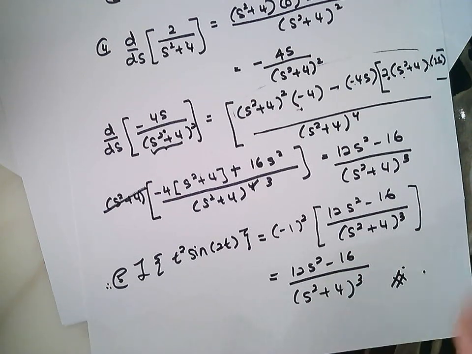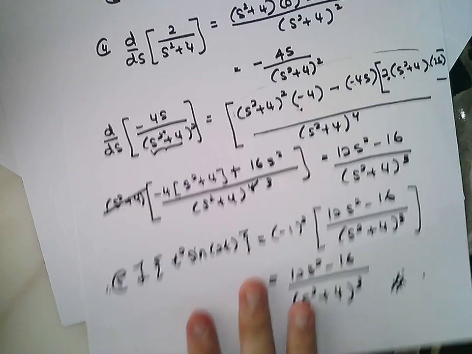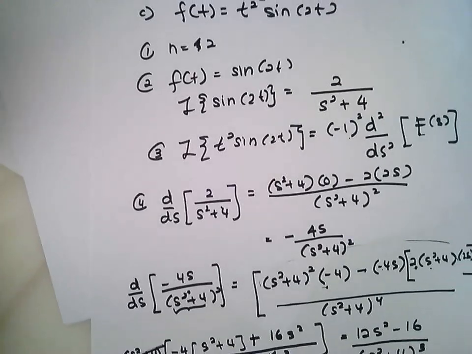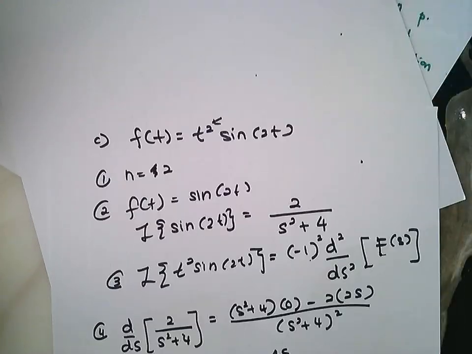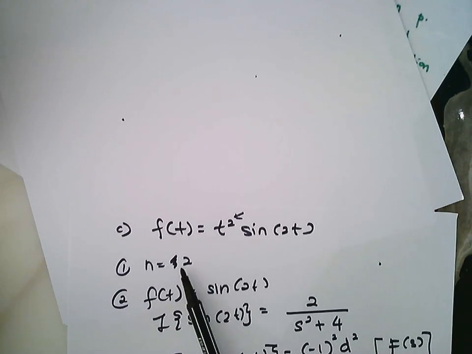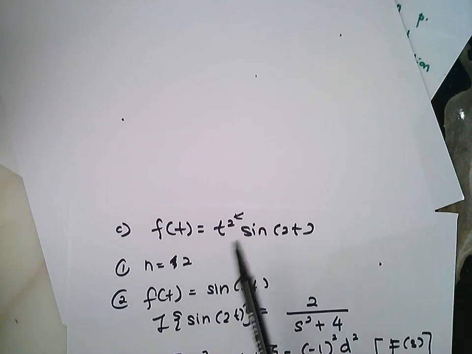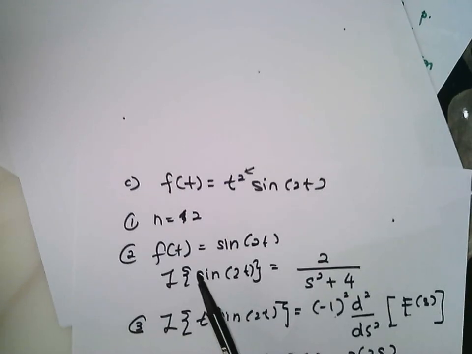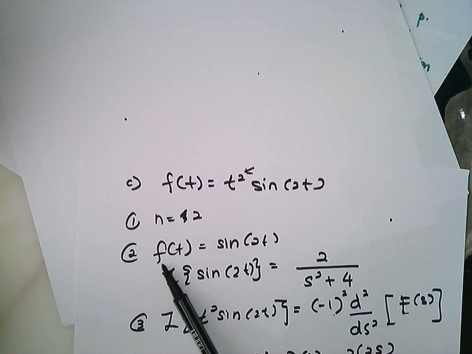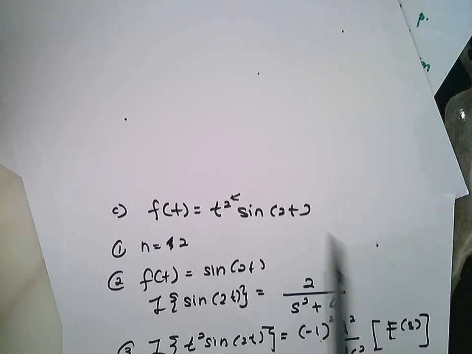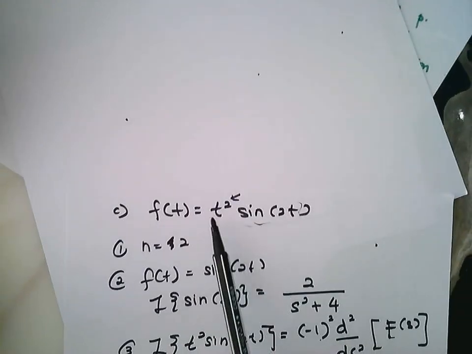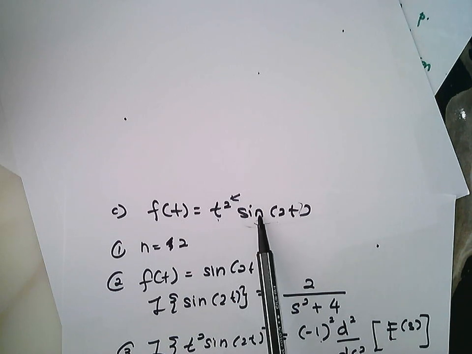Okay, so basically we are just repeating the same steps. The first one is to identify your n. How to get your n? Refer to the power of t. The next one is to find your F(s) from your f(t). How to get your f(t)? The other function other than t to the power of n, that is your f(t).